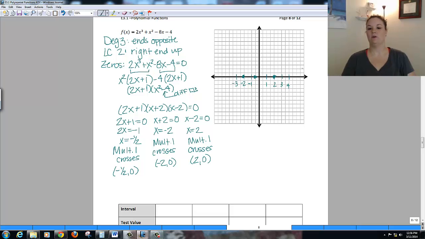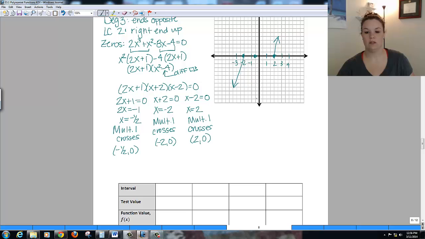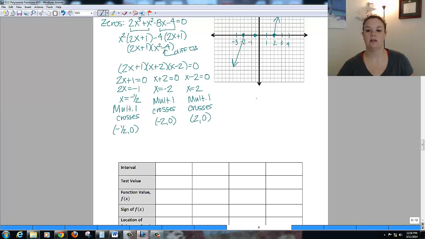Okay. Now we know that our end behavior, right? Our ends are going opposite directions, and the right end's up. So we know this one goes up, and we know from here this one goes down. But we need to figure out what's going on in between with our touching and crossing. Okay. So we're going to go ahead and write out the intervals.